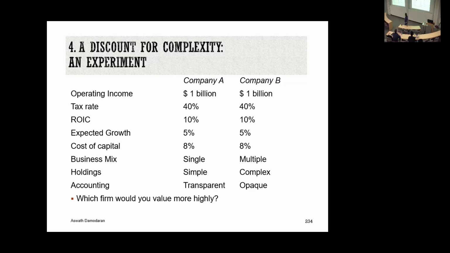Right? Let's talk about a fourth scenario. We gave the example here. Let's say you're looking at two companies. They look exactly the same in terms of numbers, cash flows, growth rate, tax rate, return on capital. They all look the same. But one company is simple. It's in a single business, has a very simple holding structure. You can see exactly what they own. And its accounting is transparent.